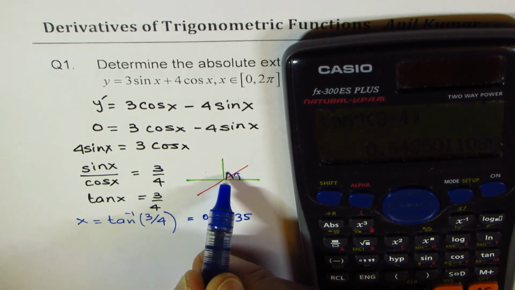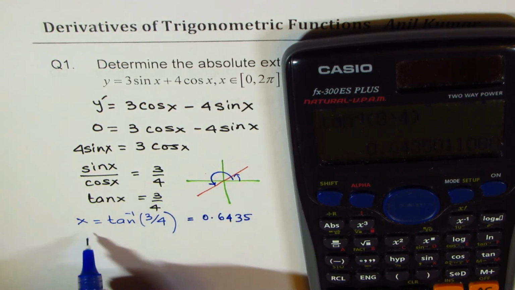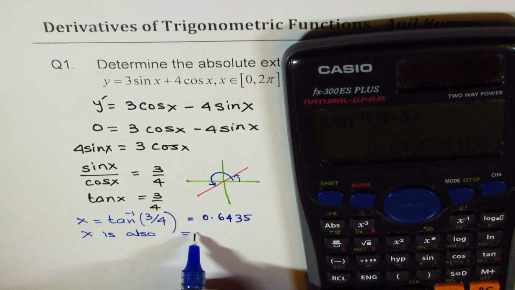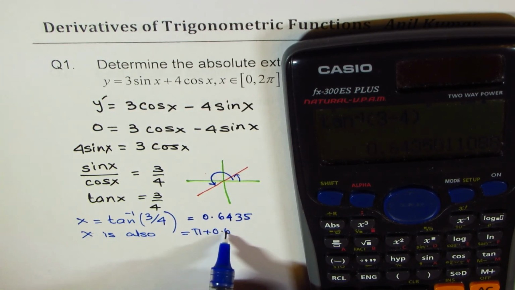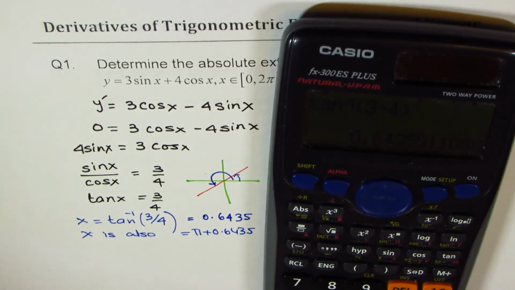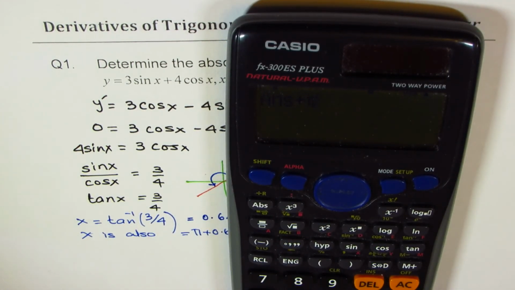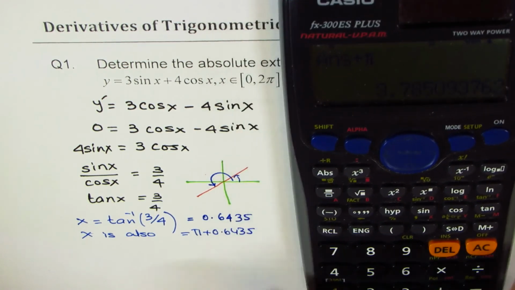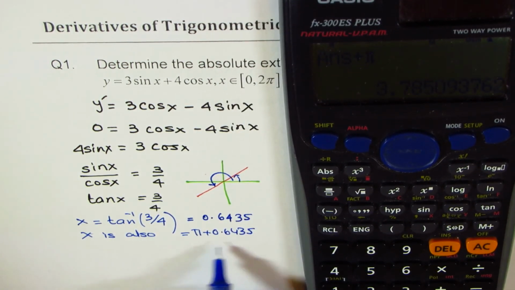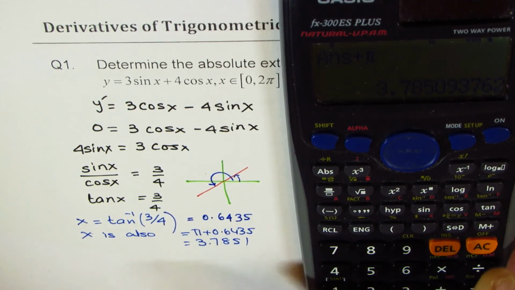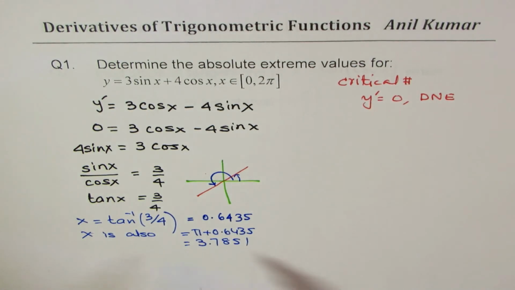So we get one answer. The other answer is pi plus that. So we say x is also equal to pi plus 0.6435. So let me add pi to this now. So add shift pi, which is equal to 3.785. So these are the two critical numbers in our case.